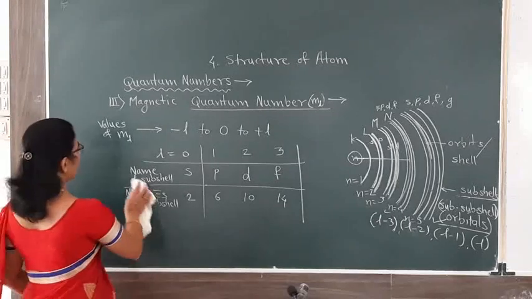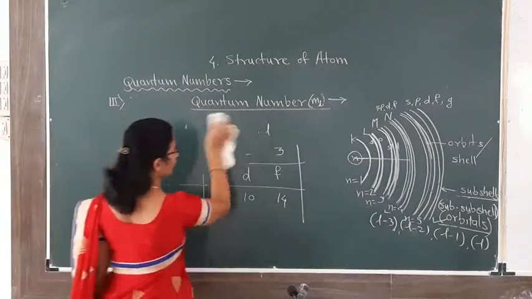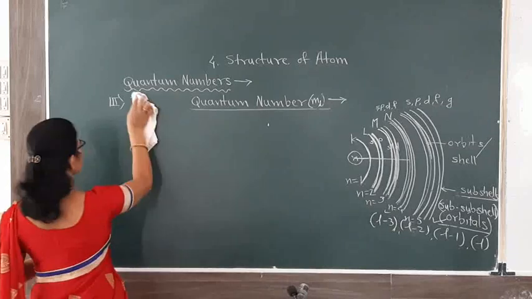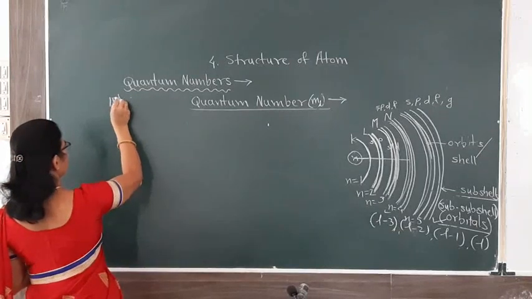Okay, now let's see the next quantum number, that is the spin quantum number, the fourth quantum number.